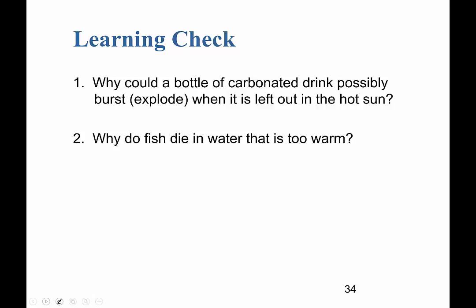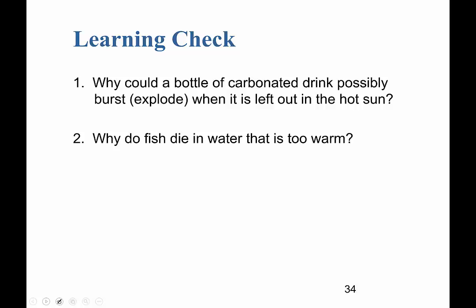So why could a bottle of carbonated drink possibly burst or explode when it's left out in the sun? Well, if the temperature is warmer, then that means I'm going to have more pressure. And if there's more pressure, it's going to be too much for the can, and it's going to burst.